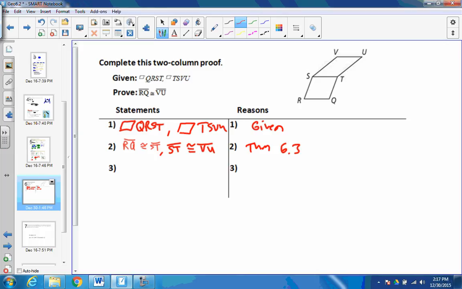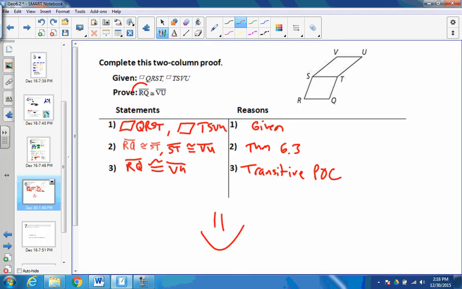Now, based off of that, and the transitive property of congruence, we can say that since RQ is congruent to ST and ST is congruent to VU, then RQ is congruent to VU. That is the transitive property of congruence. And that proves what we're trying to prove right there. All right, that is all we're going to go through for today.